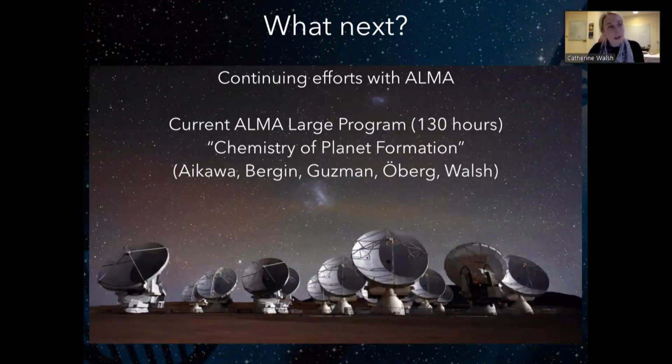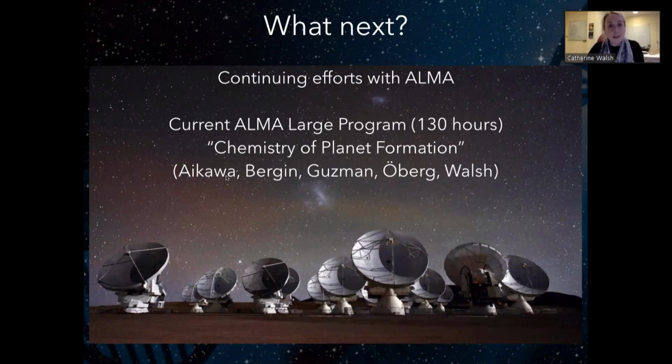We're continuing efforts with ALMA. We actually have an ongoing ALMA large program, tentatively titled The Chemistry of Planet Formation, where we're looking at 5 disks with very high spatial resolution, of the order of 10 AU, in all of the molecular tracers that we know of so far across different wavelength bands. That amounts to 130 hours. This is really a global effort, as Mike pointed to. We span 4 continents here: North and South America, Europe, and East Asia as well.